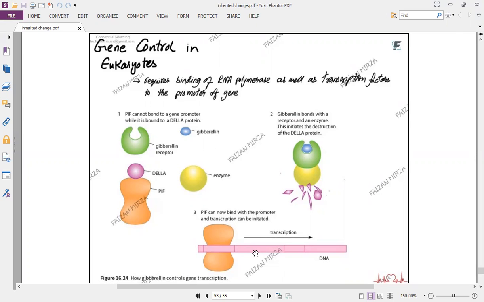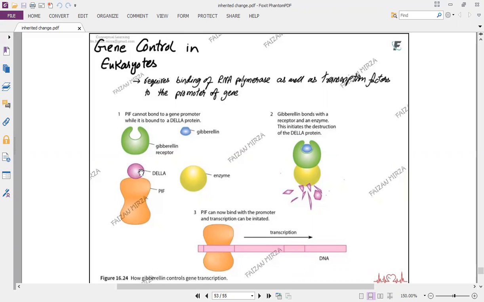So how is the growth controlled? There is a transcription factor PIF. If PIF is attached to the promoter region here, the genes will be transcribed and growth will be promoted. But there is a protein called DELLA protein. DELLA protein is a protein that inhibits PIF. When DELLA is attached to PIF, it prevents PIF from attaching to the promoter site on the DNA.